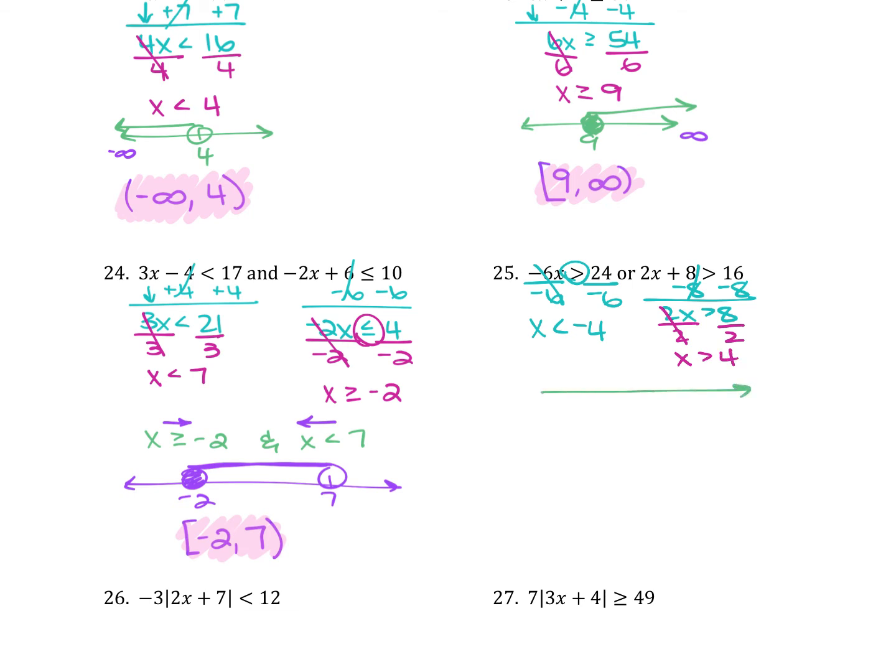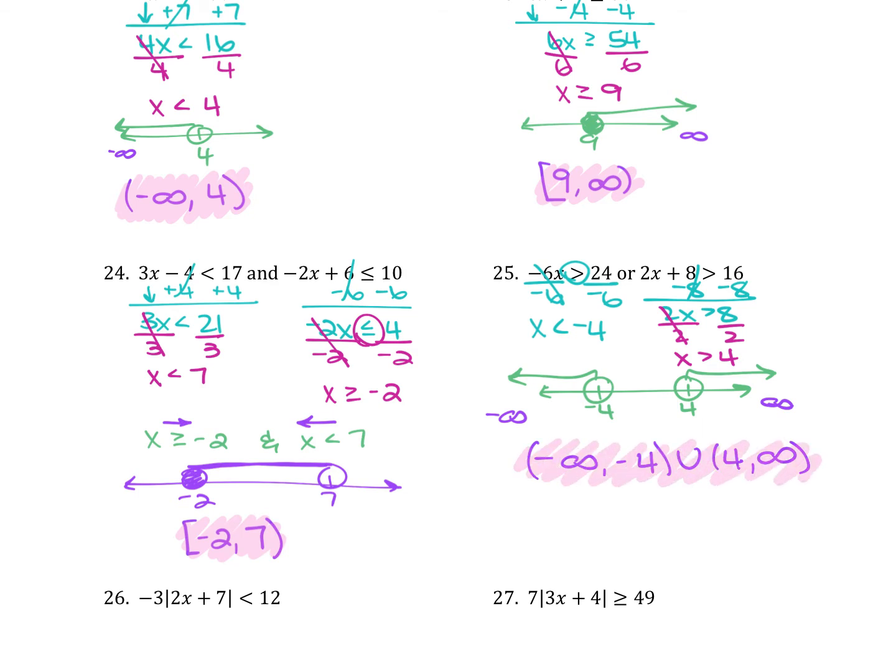On your number line, the negative 4 and the 4 are there. You're going to have open circles on both. Your lines go away from one another. So that means you're going from negative infinity up to negative 4 with a union from 4 to positive infinity. And both the negative 4 and the positive 4 get parentheses on them because you have open circles.